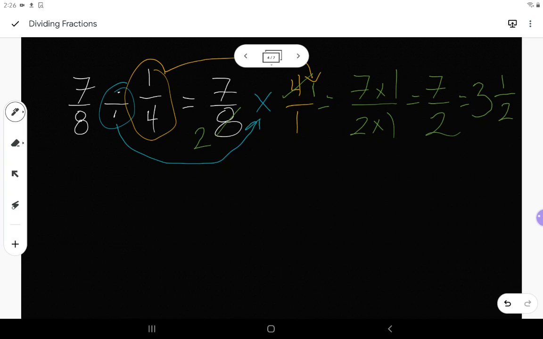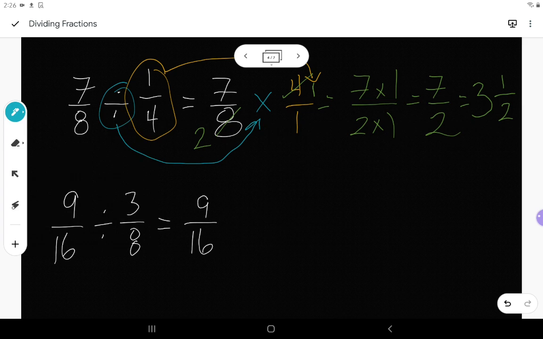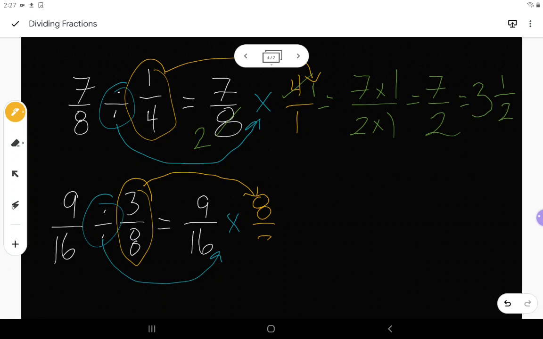Okay, let's do another one here. What if I had 9 over 16 divided by 3 over 8? Okay, so again, I don't want to do any dividing. I'm going to leave that first fraction as it is. I'm totally fine with that one. But instead of dividing, I want to multiply, because multiplying is so easy. If I'm going to change from dividing to multiplying, I have to find the reciprocal of my second fraction. So I'm going to write it as 8 over 3. And now I'm multiplying, and we're going to cross reduce.